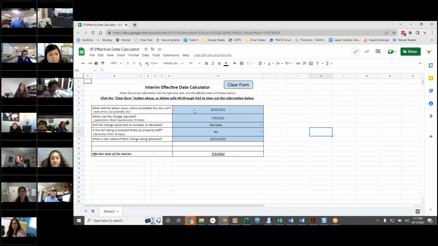If we change this up a little bit, let's look at that third example. June 26th is when it happened. When was it reported? Let's say 10/13/22. I don't think it'll let me do a future date. Rent's going down, then it's going to be effective 11/1. It's because they reported timely within the 30 days, but it was still after the first of the month of July. As long as it's timely, even if it hops over into the next month, as long as it's within 30 days, that's considered timely reporting.